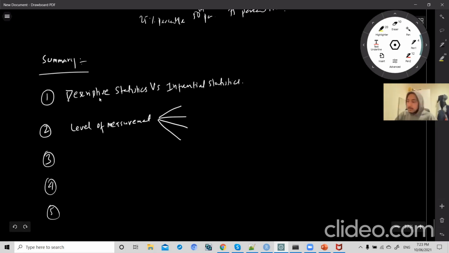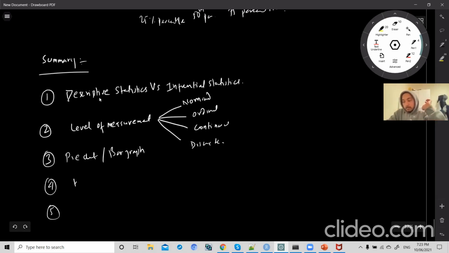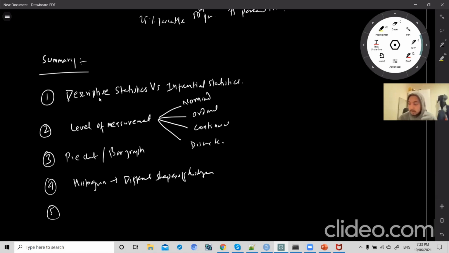There were a lot of things like variables, nominal, ordinal, categorical, continuous, discrete. Then we studied the difference between pie chart and bar graph. Then we looked at histogram and different shapes of histogram. Then the mean, median, measure of central tendency. Then measure of variance.